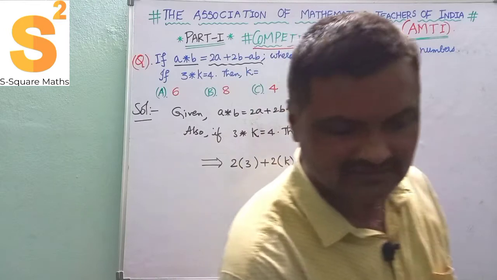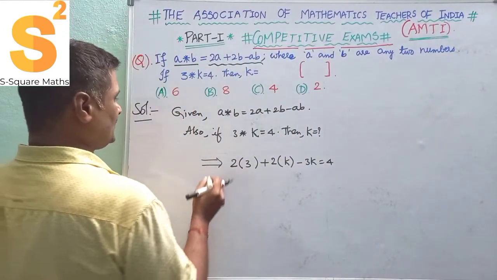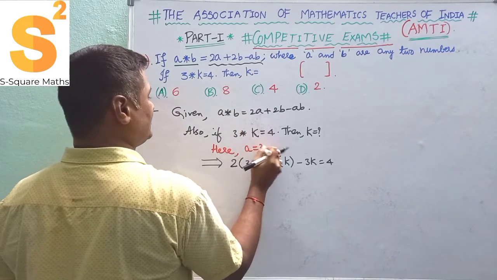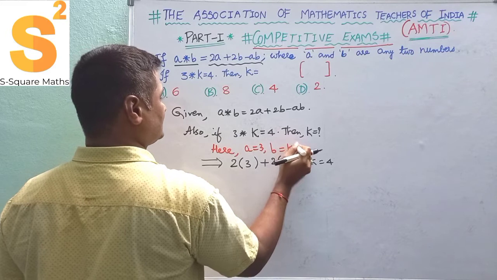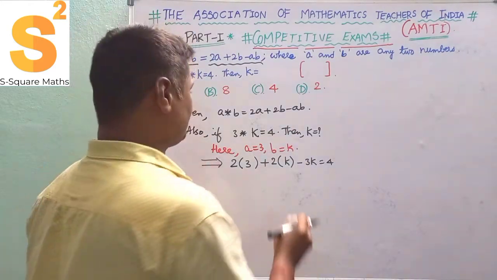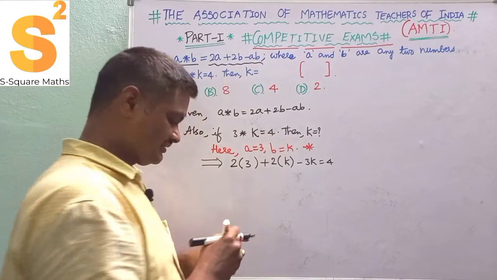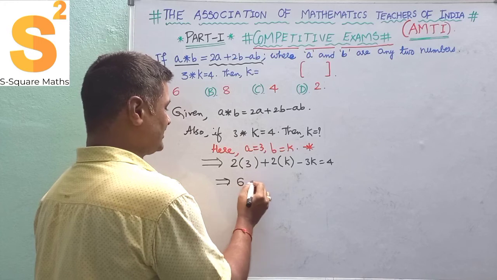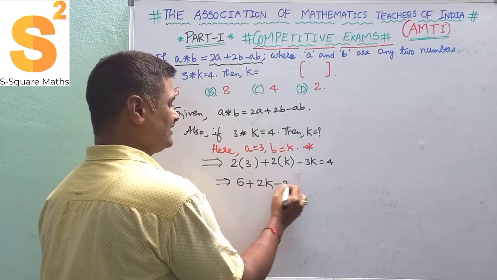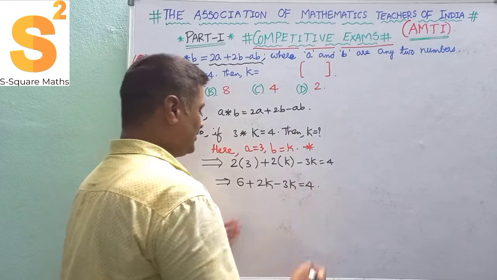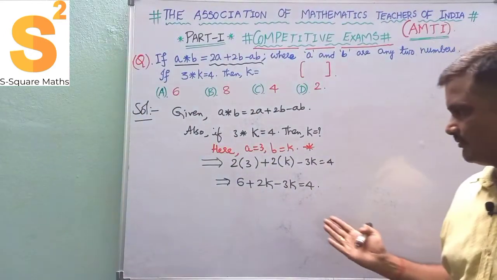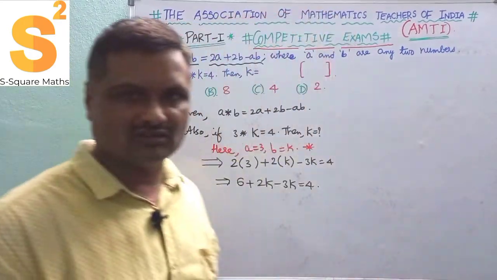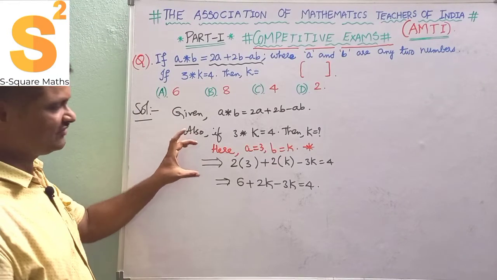Once again I am writing here. Compare this one and this one: a is 3 and b is k, and then proceed. This step plays an important role, please viewers check it. So now this implies 6 plus 2k minus 3k is equal to 4. If you observe carefully, this is a linear equation in one variable, nothing but a simple equation. Even non-maths students can solve it now, if you go through these two steps carefully.